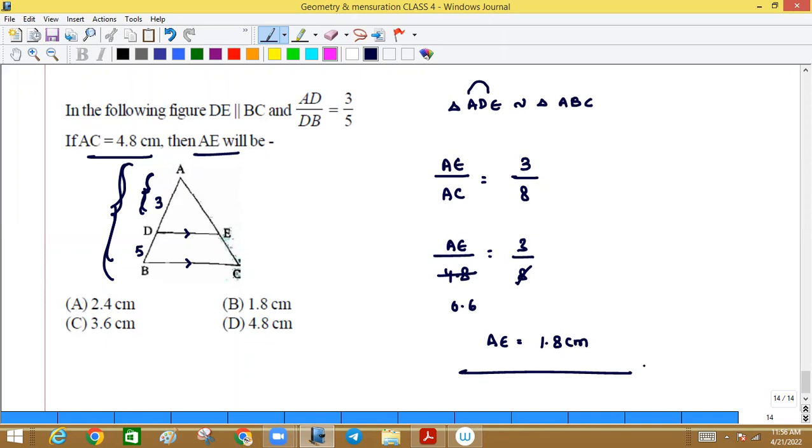centimeters. How do you actually do it in the exam? The moment you see AC, 8 parts is given as 4.8. Ignore the point. Okay? 3 parts is how much? 8 sixes are 48. 3 sixes are 18. Therefore, 1.8 centimeters it is. You understand the proportion there?